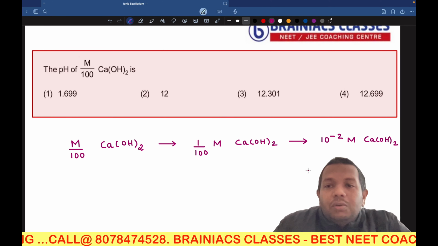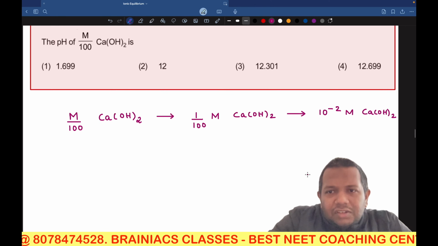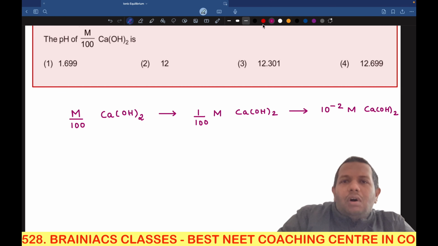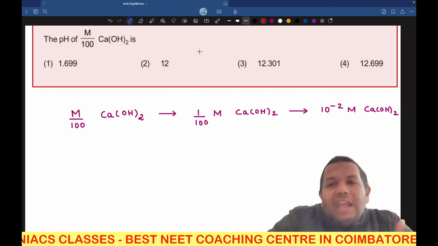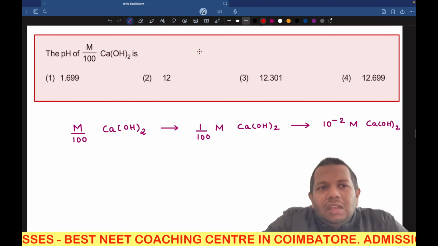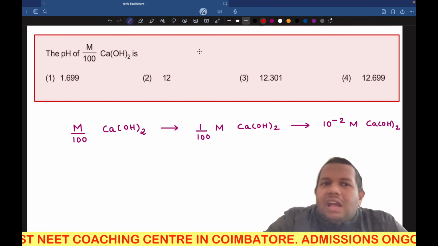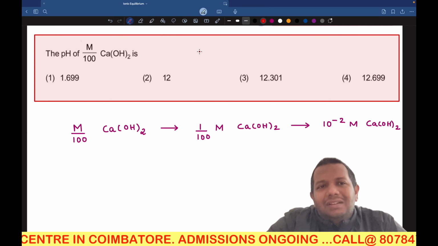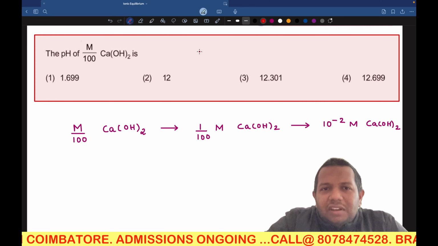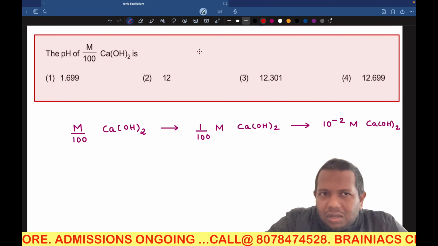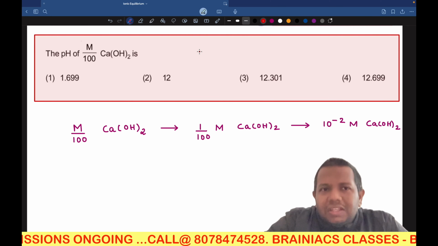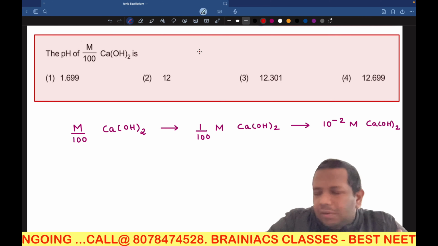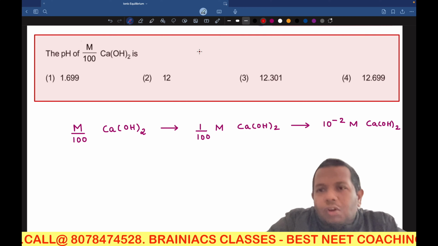Correct? Now you can compare its concentration with water. We know water, they have all, and one more thing. Here in this question, we cannot take water concentration in another way also. Why? Because they have not mentioned the temperature, sir. So water, its concentration is 10 power minus 7 molar or 10 power minus 7 moles at room temperature. But the room temperature or any temperature is not mentioned here.